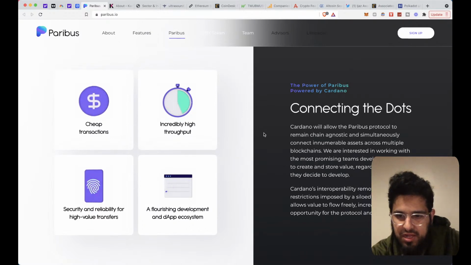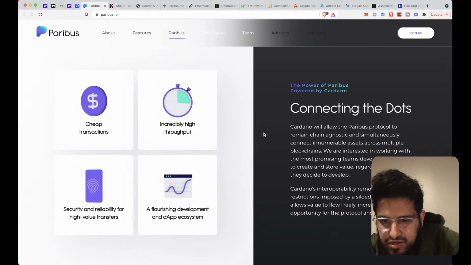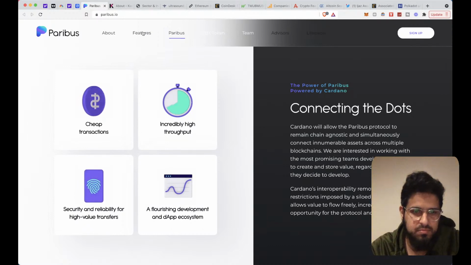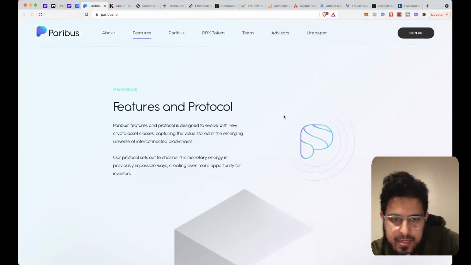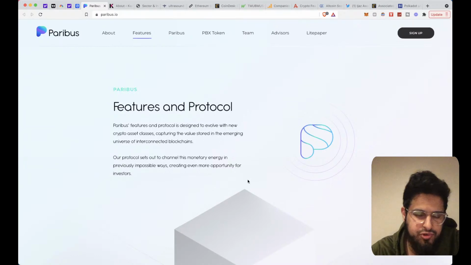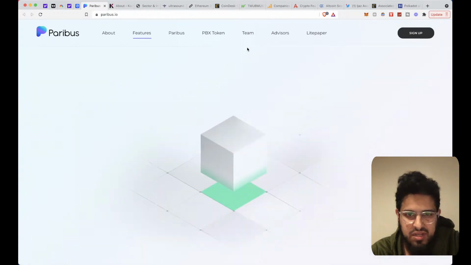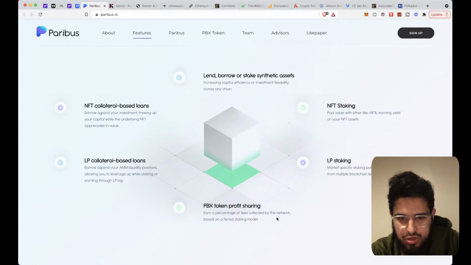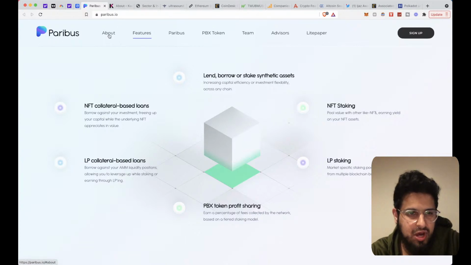Connecting the dots, Cardano will allow the Paribas protocol to remain chain agnostic and simultaneously connect innumerable assets across multiple blockchains. What is this? Paribas features protocols designed to evolve with new crypto asset classes, capturing the value stored in the emerging universe. It's a bit more complicated than I thought. Okay, here we go. So you can lend, borrow, stake synthetic assets, NFT collateral-based loans, liquidity protocol collateral-based loans, PBX token profit sharing, LP staking. Okay, so it's a DeFi play. Do we know how much total value locked?